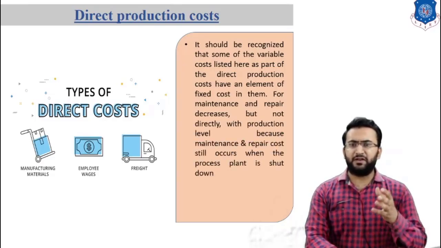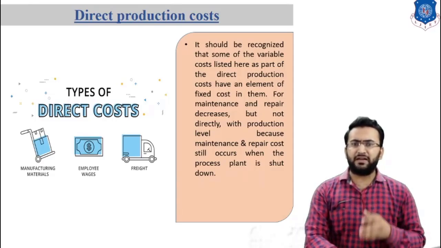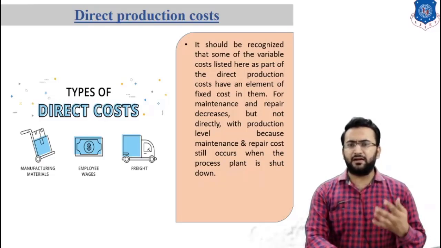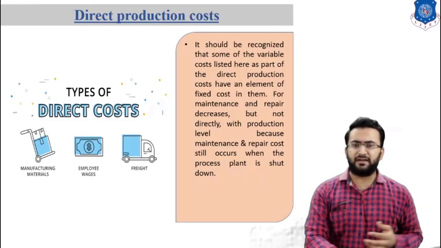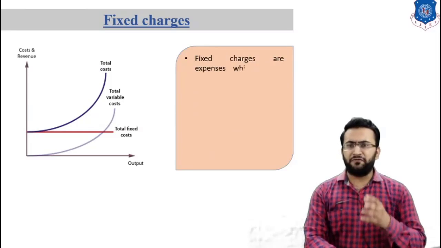For maintenance and repair, costs decrease but not directly with the production level, because the maintenance and repair cost still occurs when the process plant is shut down. Now let's talk about the fixed charge.